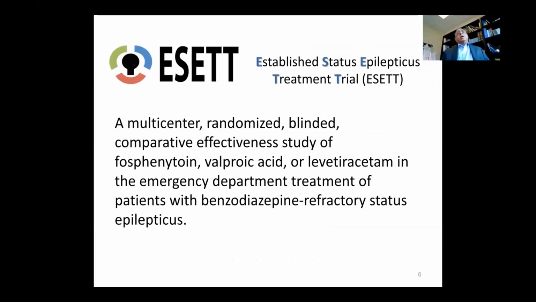So we need second-line agents to treat benzodiazepine refractory status epilepticus, which is often termed established status epilepticus, where benzodiazepines have failed. The Established Status Epilepticus Treatment Trial was a randomized, controlled, blinded trial to compare the efficacy of fosphenytoin, valproic acid, and levetiracetam for the treatment of generalized convulsive status epilepticus refractory to benzodiazepines.